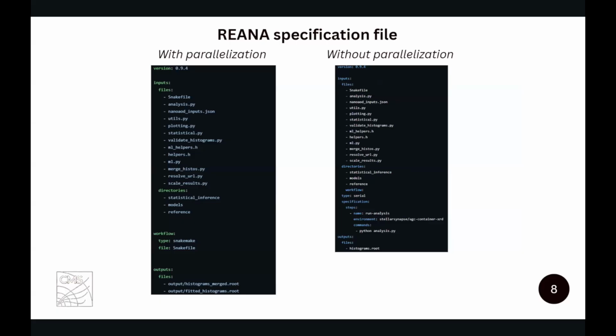The REANA specification file, reana.yaml, was designed to describe the entire workflow, inputs, outputs, and computational steps. With SnakeMake integration, it became possible to launch hundreds of file-level jobs in parallel, each running in its own Docker container. This parallelization drastically reduces runtime while maintaining full reproducibility and traceability.